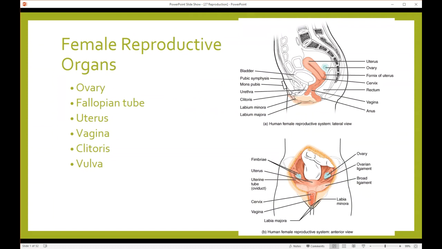There's the ovaries, the fallopian tubes. So here's the ovary, there's the fallopian tube, the uterus itself, the vagina, the clitoris, and the vulva. We also have the mons pubis, which is going to be on the outside. Okay, the labium minora and majora on the outside of the body.